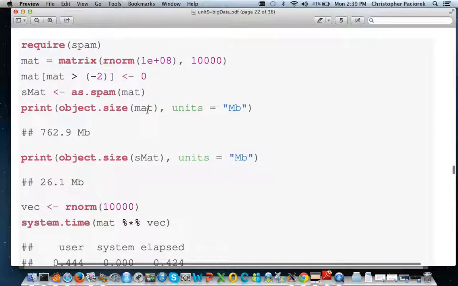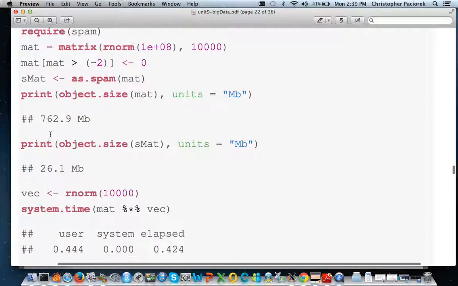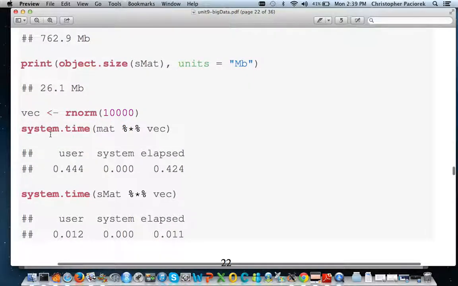And what you see is that the size of the sparse matrix representation relative to the original matrix representation is much, much smaller. It's 26 megabytes compared to 800 megabytes. And I can also see that if I take the matrix and multiply it by a vector, versus taking the sparse matrix and multiplying it by a vector, there's, in this case, a 40-fold difference in the amount of time it takes to do that computation.